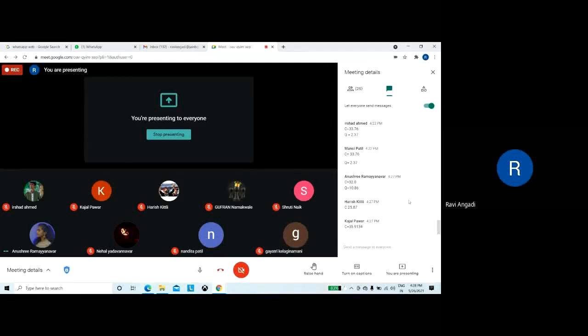What about others? Nehal, C is 31. Nehal, check your answer. It should not be, it is in decimal. If you went wrong in calculation of C, then the entire problem will go wrong. Any other answers? Nandita Patil, 25.87. Is it the value of C or discharge? Nandita Patil. Shruti Nayak, what is your answer?